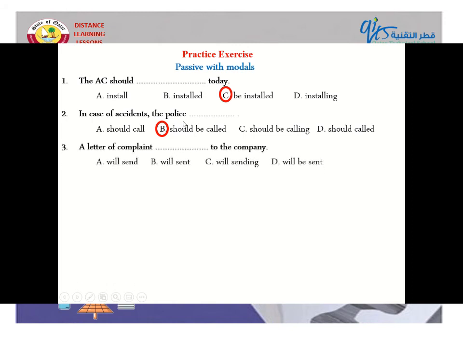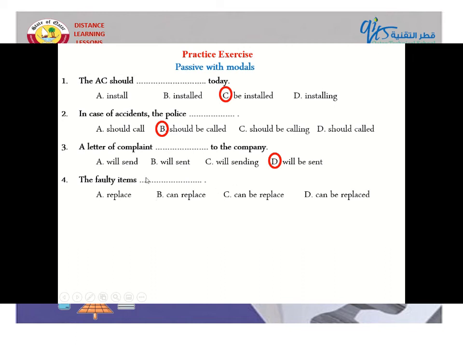Number 3, a letter of complaint, space, to the company. So we need modal verb plus be plus past participle. So will send, wrong, will send, wrong, will sending, wrong, will be sent. That's correct.